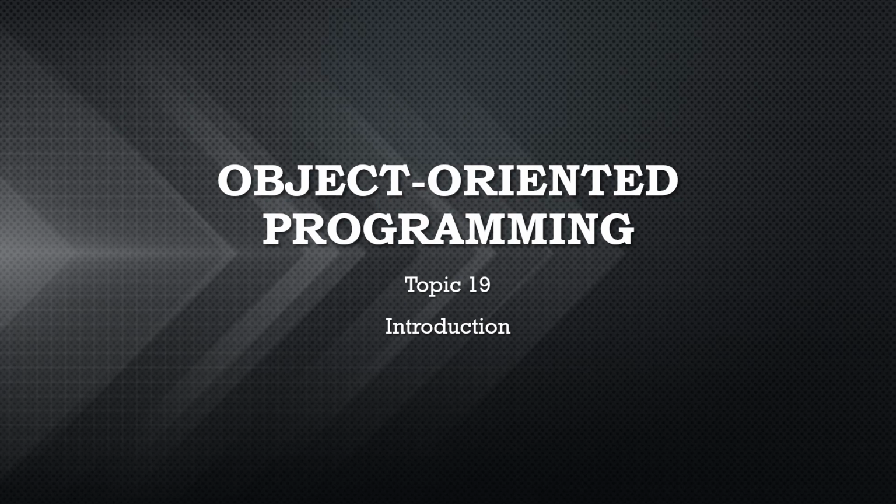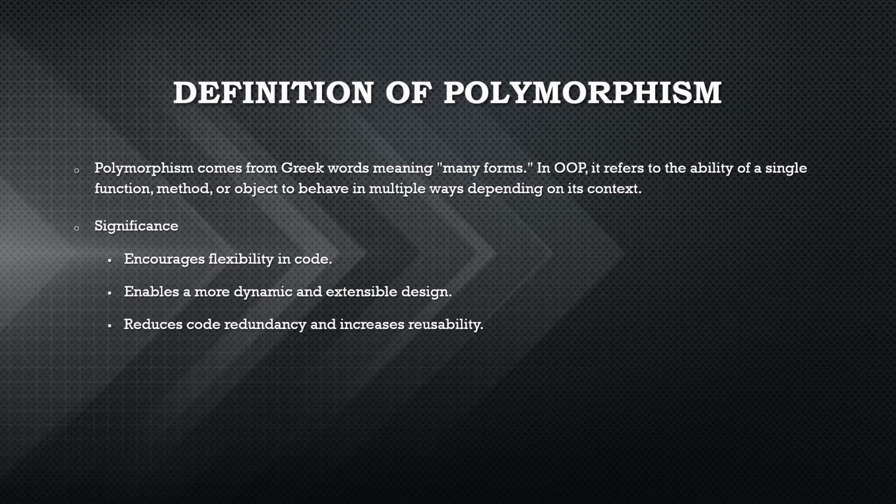Let's dive in. Polymorphism, derived from Greek words meaning many forms, refers to the ability of a single function, method, or object to behave in multiple ways depending on its context in object-oriented programming (OOP). Its significance lies in encouraging flexibility in code, enabling a more dynamic and extensible design, and reducing redundancy while increasing reusability. By allowing different classes to be treated as instances of the same class through a common interface or method, polymorphism fosters a cleaner and more efficient coding structure that can easily adapt to new requirements or changes.